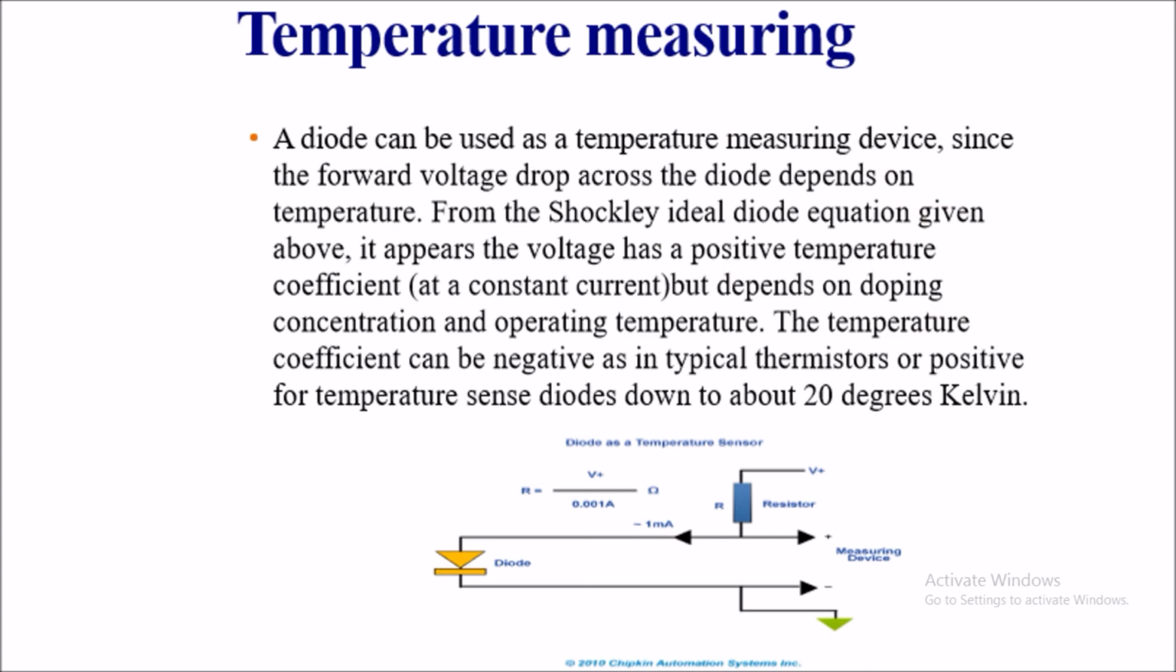Then temperature measuring. We can use diodes as a temperature measuring device, since the forward voltage drop across the diode depends on temperature, from the Shockley ideal diode equation given here. It appears that the voltage has a temperature coefficient at a constant current, and depends on both the doping concentration and operating temperature. The temperature coefficient can be negative as in typical thermistors, or positive for temperature sensitive diodes down to about 20 degrees Kelvin.